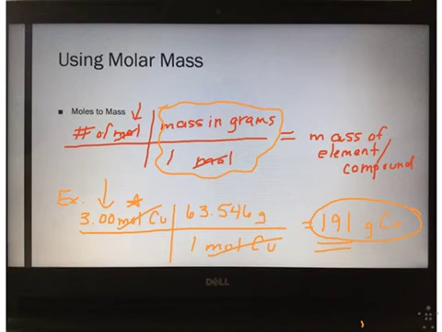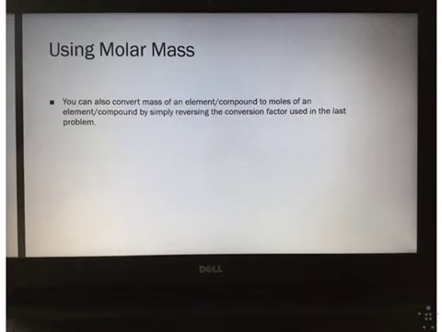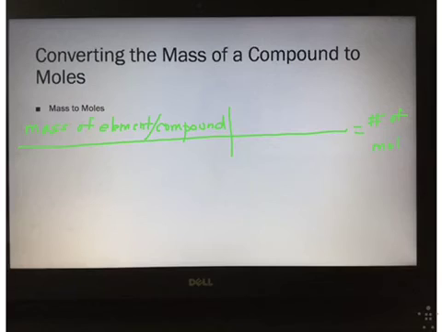Okay? So what we just did was convert moles of an element or compound to grams of an element or compound. You can also do the reverse by just reversing the conversion factor that we just used. So let me show you. If instead it asks me to go from mass of the element or compound to the number of moles of that element or compound, I'm just going to do the reverse of what we just did.